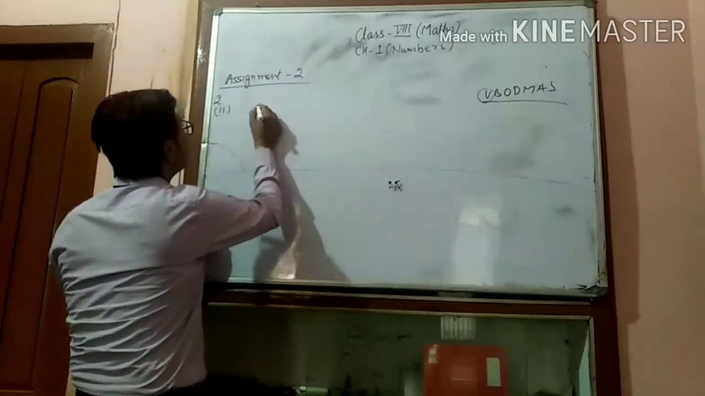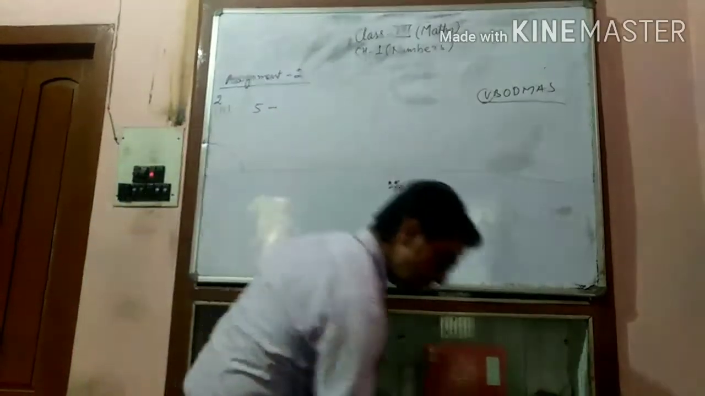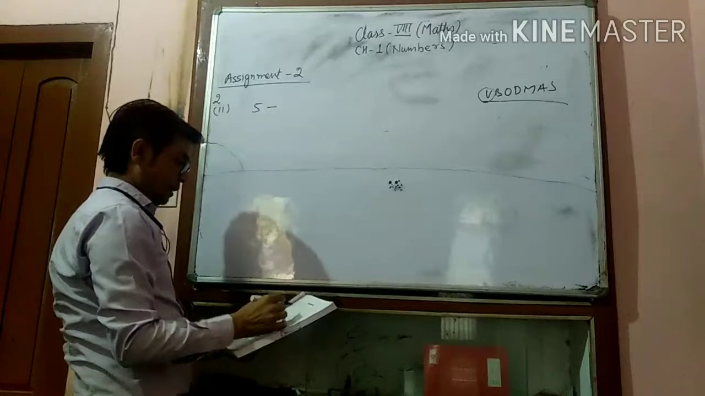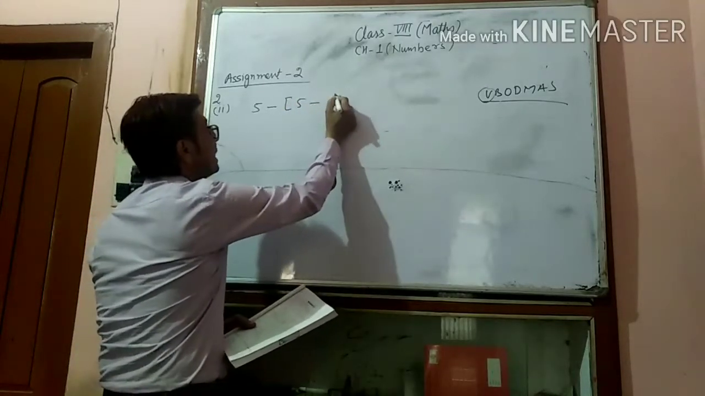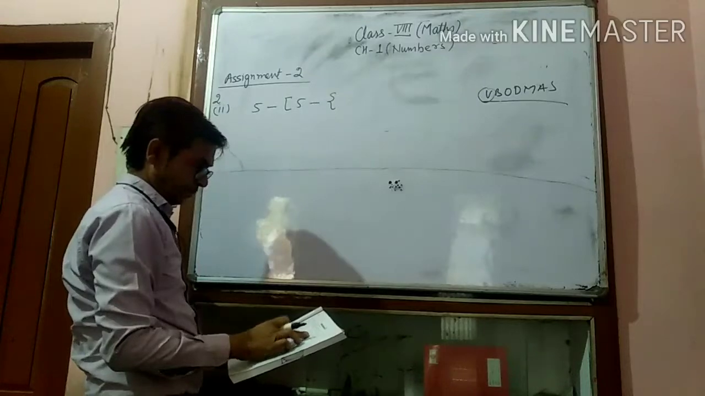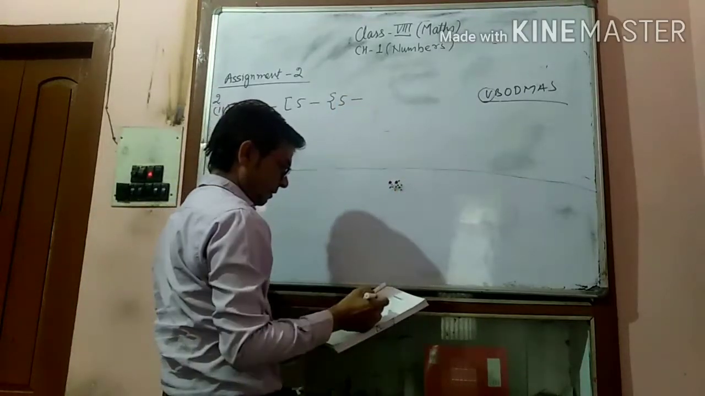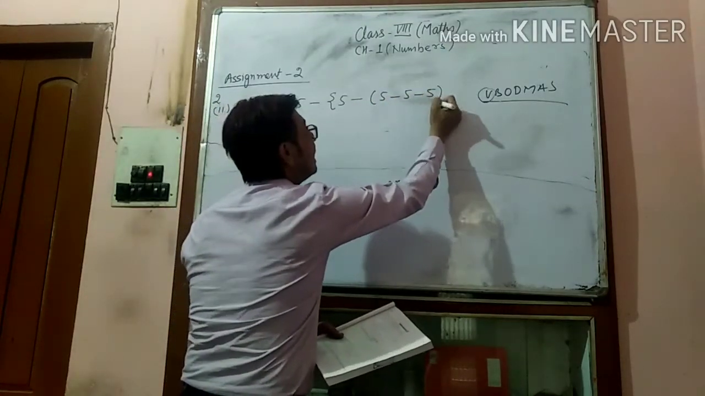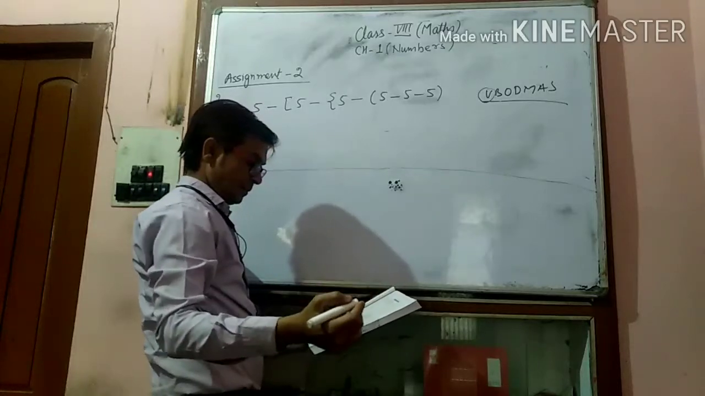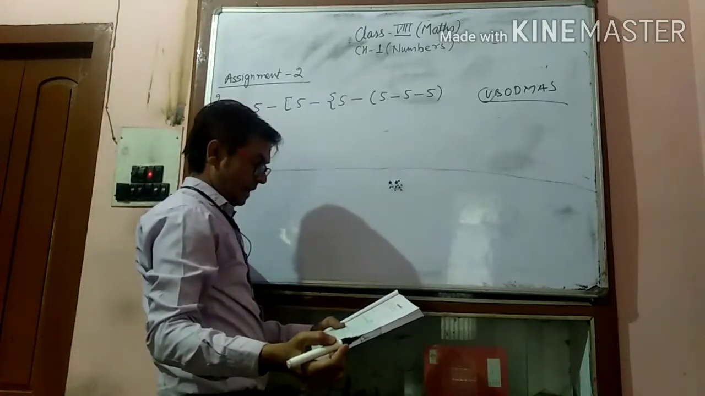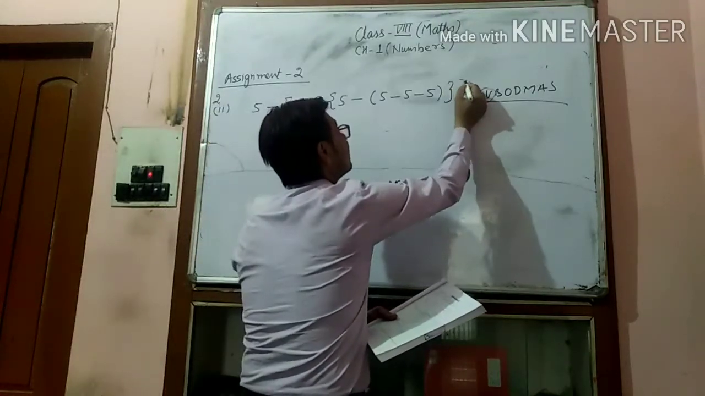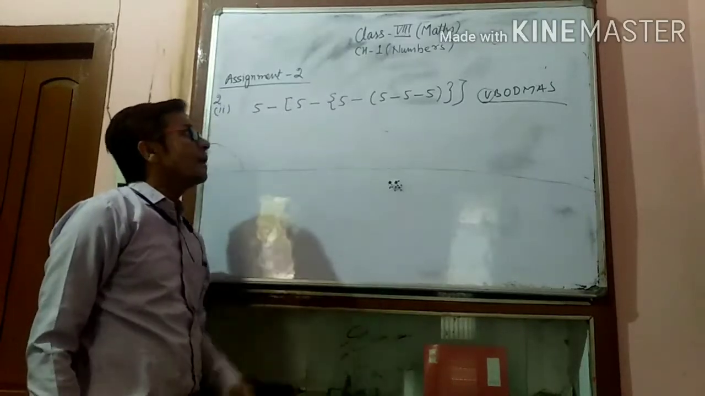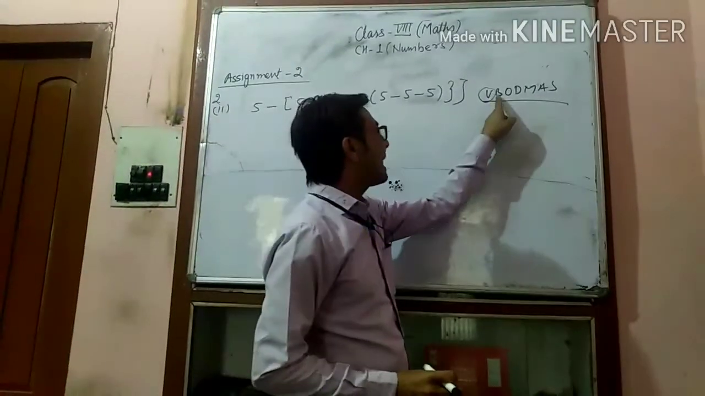See, 5 minus, big bracket, 5 minus curly bracket, again 5 minus small bracket 5 minus 5, and all the brackets are closed. This is the question. So in this question, first of all, we have to solve the bracket.